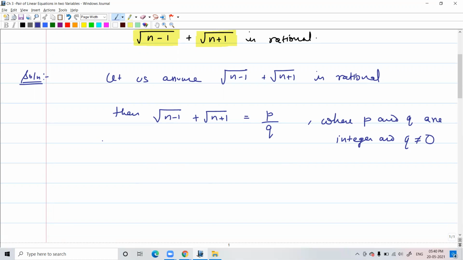Sir, can we simplify that root n minus 1 by taking out the roots? The identity is there, a square minus b square. Okay. Sir, but plus is there in the identity. Yes, sir. Plus is there.